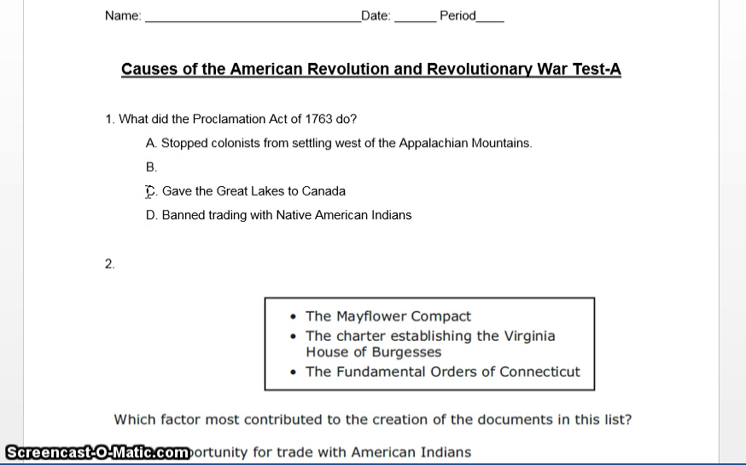C. Gave the Great Lakes to Canada. D. Banned trading with Native American Indians. Proclamation Act 1763.